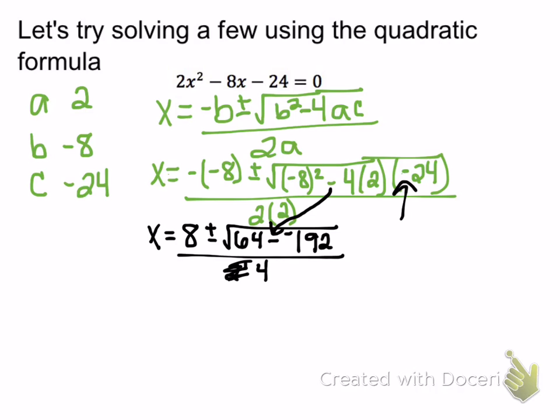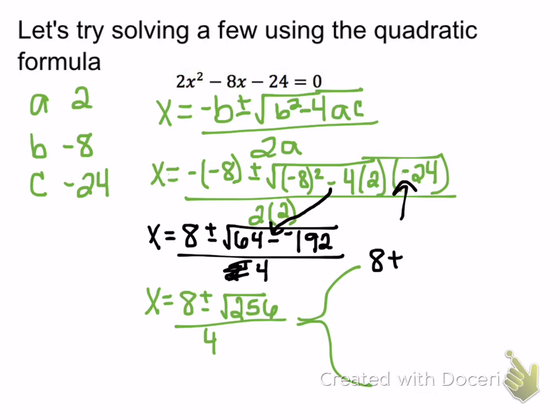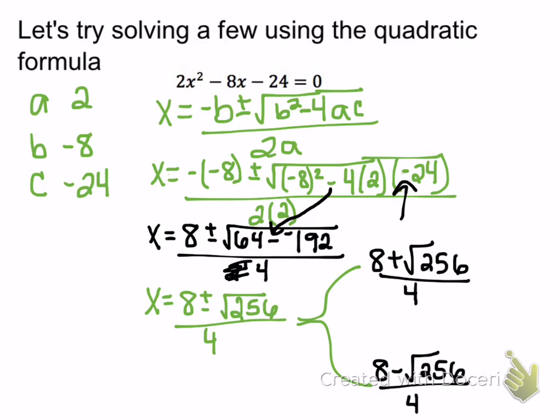I'm going to go ahead and continue simplifying the inside. So I have x equals 8 plus or minus the square root of 64 minus a negative 192, which is 256, divided by 4. Now we can simplify this into two sections. Remember, the plus and the minus gives us our two x-intercepts. So when we're calculating our first one, we're going to take 8 plus the square root of 256 divided by 4. And for our second one, we're going to take 8 minus the square root of 256 divided by 4.